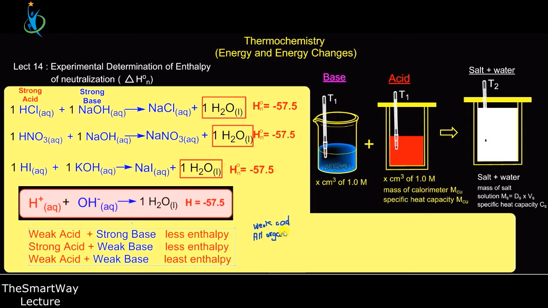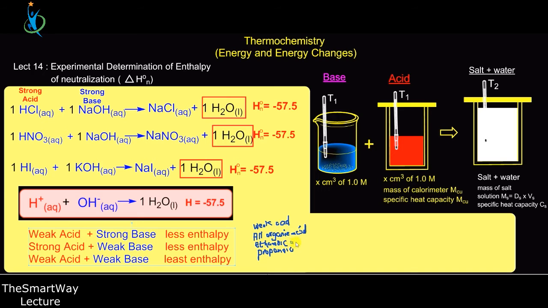Usually organic acids are called the alkanoic acids. So we have what we call the ethanoic acid. All organic acids are weak acids. So ethanoic acid is a weak acid. The propanoic acid is also a weak acid.